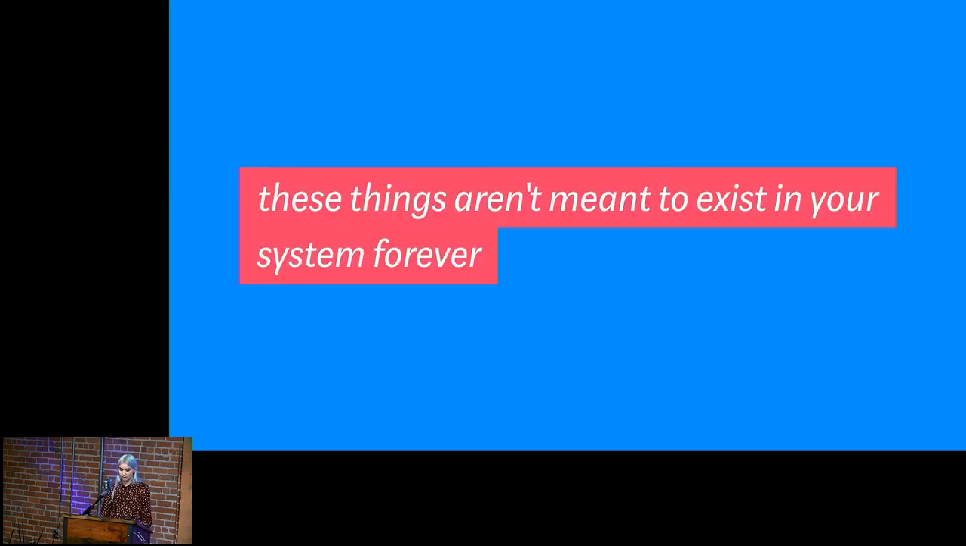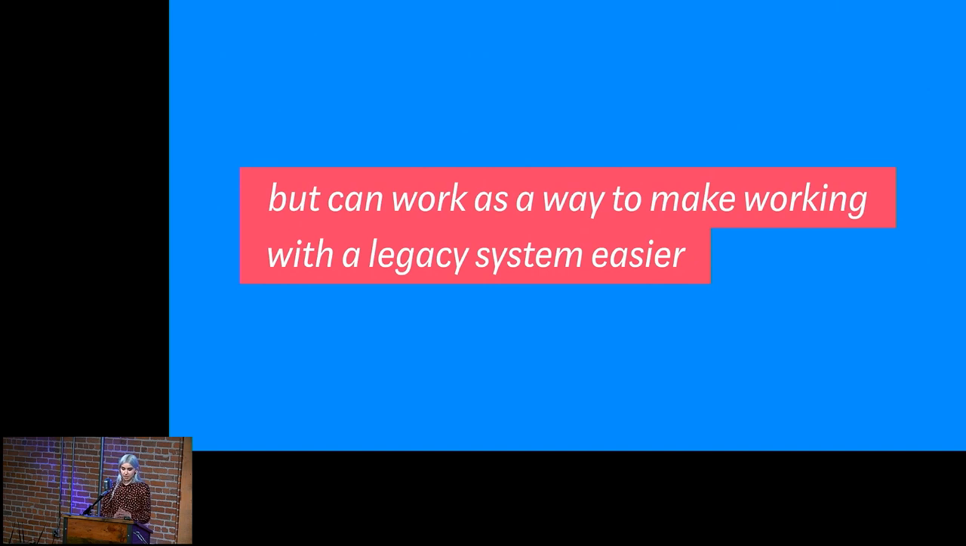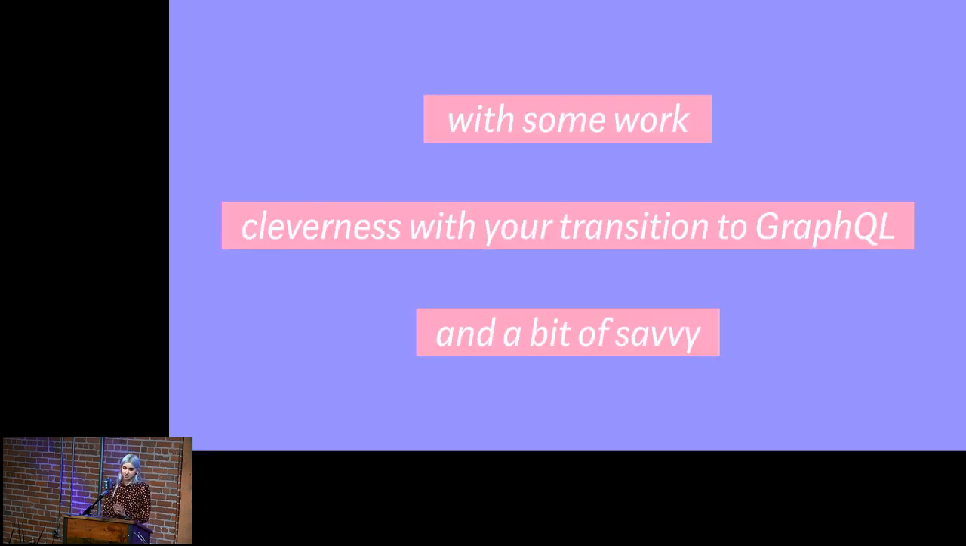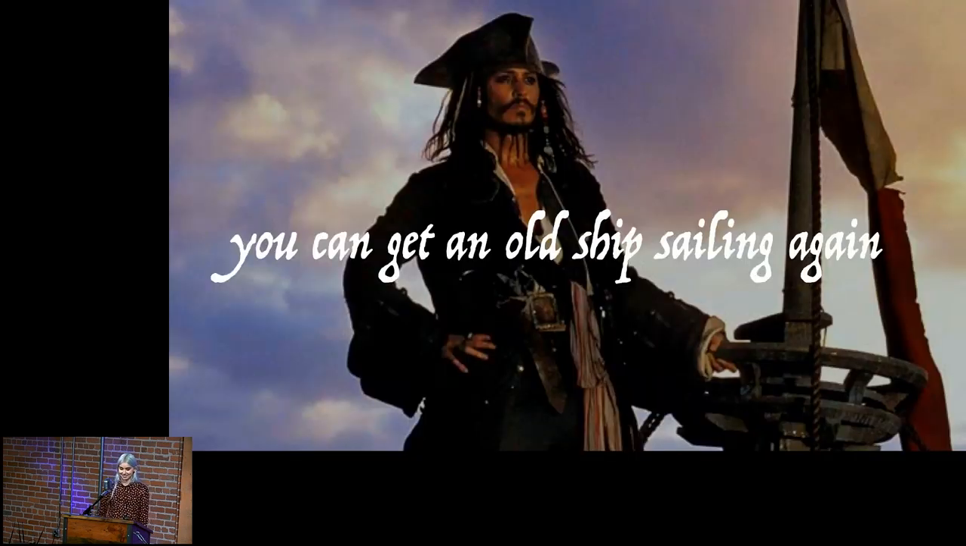So that's pretty sweet. Like I mentioned, these sorts of things aren't necessarily meant to sit around in your system forever, but they can be really useful as an intermediate step when you're trying to migrate from your old system to a new system. They work for when you need them. Not necessarily meant to exist forever, but they can. They definitely can work as a way to make working with this legacy system that you're most definitely building on a lot easier. So with some work and some cleverness with your transition to GraphQL and a bit of savvy, you can get an old ship sailing again. Thank you, everyone.